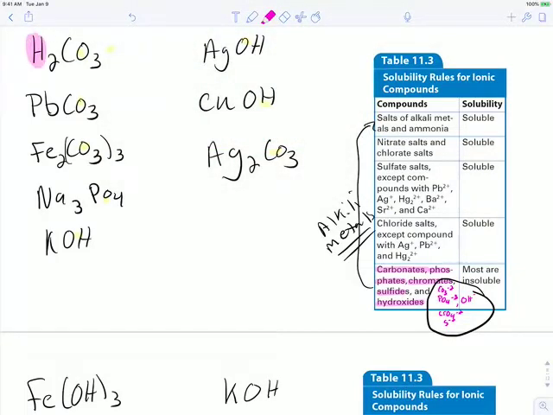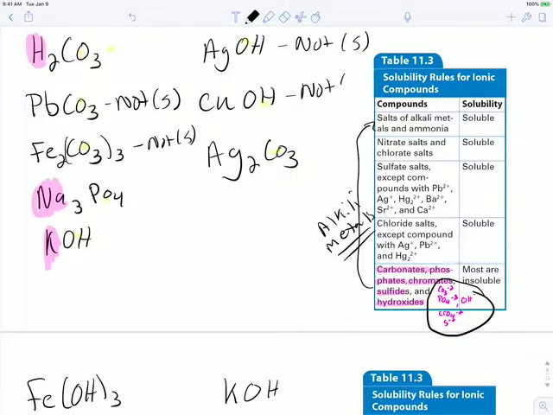So here's an alkali metal, that means hydrogen carbonate is soluble. Here's another alkali metal, so that means sodium phosphate is soluble. Potassium is an alkali metal, so that's soluble. Everything else on here is not. So this one is not, so it's going to precipitate. This one is not, it's going to precipitate. This one is not, it's going to precipitate. This one is not, it's going to precipitate. And again, this one is not, it's going to precipitate.